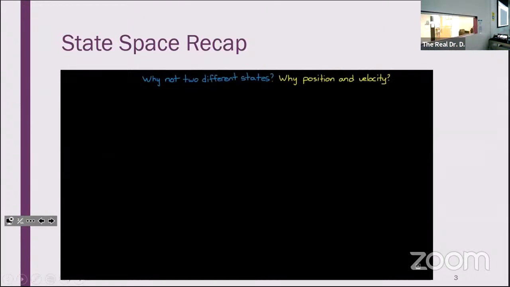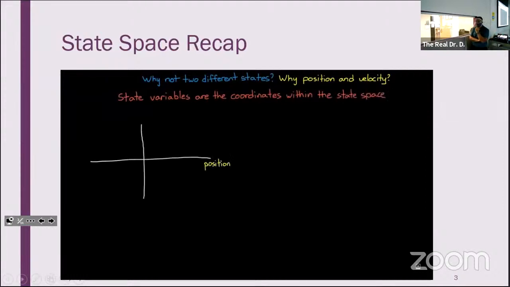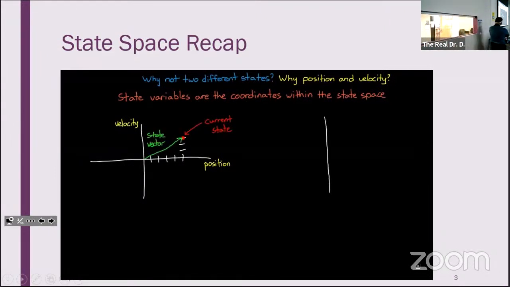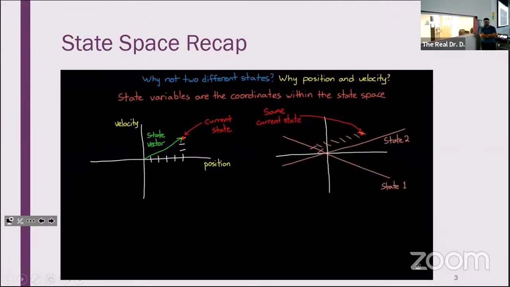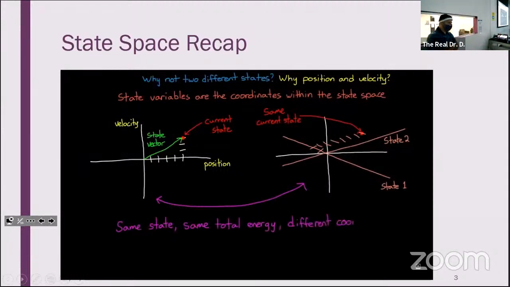Why position and velocity? Well, they don't have to be, and here's where things can get a little confusing. The state variables, position and velocity, can be thought of as coordinate systems within a state space. Go over 5 position units and up 3 velocity units. This point in the state space is the current state of the system, and the state vector describes that location. But we can describe this location in the state space with any 2 linearly independent variables, some arbitrary state 1 and state 2. We're going to end up with the same system state in the end. It's the same energy, just with different coordinates.